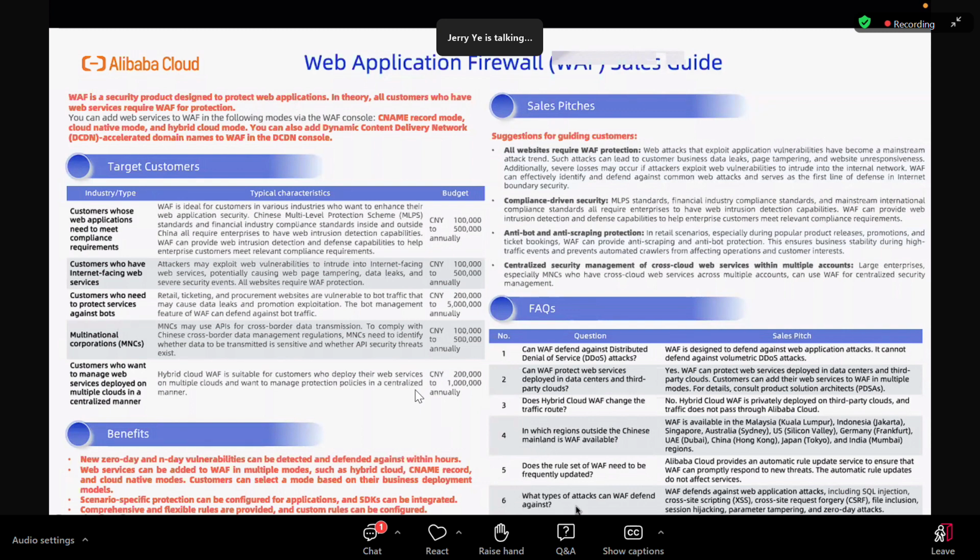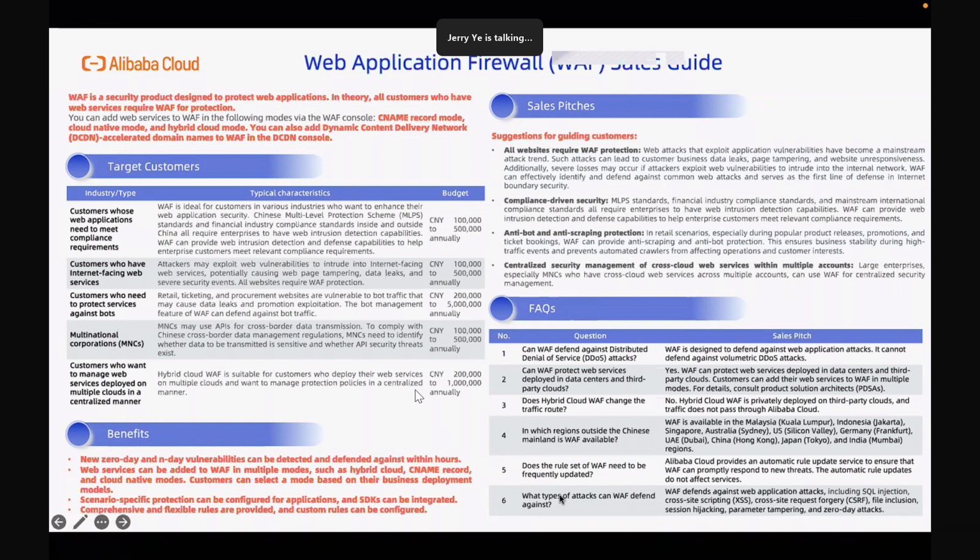And what type of attacks can WAF defend against? Three core modules of the WAF. The first one, basic protection, means the attacks in OWASP top 10, the SQL injection, cross-site scripting, XSS, cross-site request forgery, file inclusion, session hijacking, parameter tampering, and zero-day attacks. So this one is the first module of the WAF.